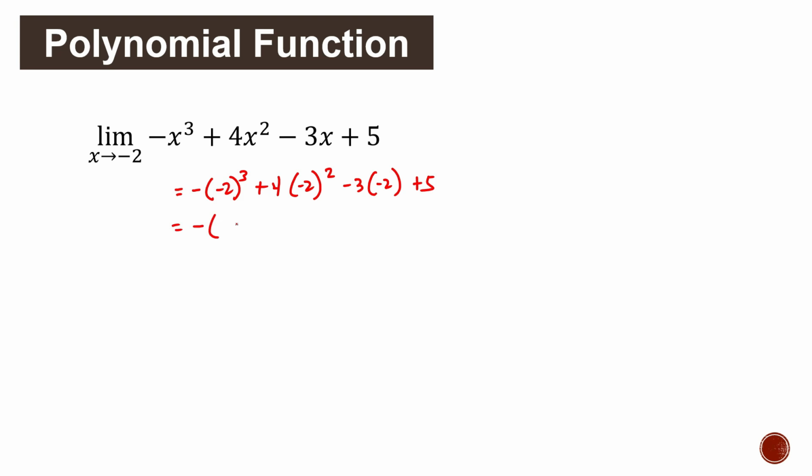So this is -8 plus 4 times 4, -2 square is 4. This is plus 6, and then 5. -2 times -3 is 6. This is -8. 4 times 4 is 16. 6 plus 5 is 11. -8 plus 16 is 8, plus 11 equals 19.